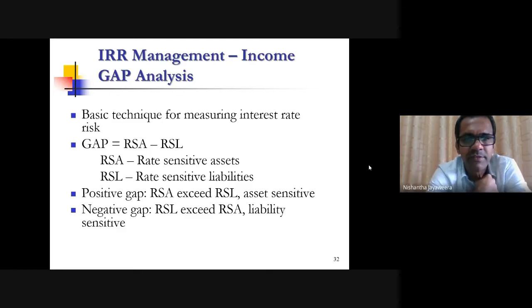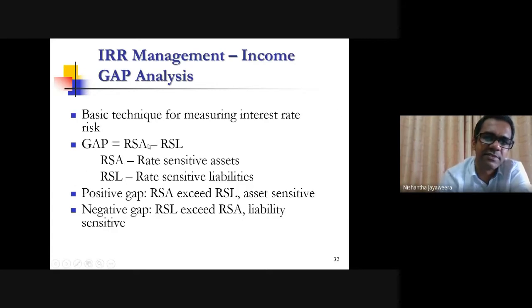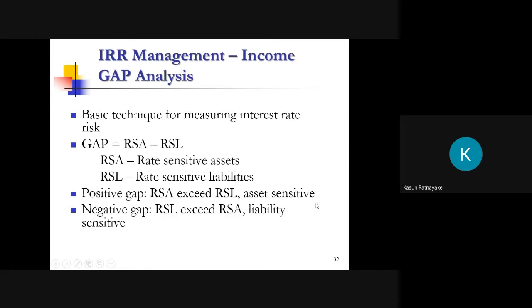So what is a positive gap? Whenever we have more rate sensitive assets than rate sensitive liabilities, this difference is positive. RSA is higher than RSL, then it's a positive gap. Then a negative gap is whenever we have more rate sensitive liabilities than rate sensitive assets. That means the difference is a negative figure, a minus figure. What does it mean? It means that you have enough assets to pay your liabilities, if there is any demand or maturity.